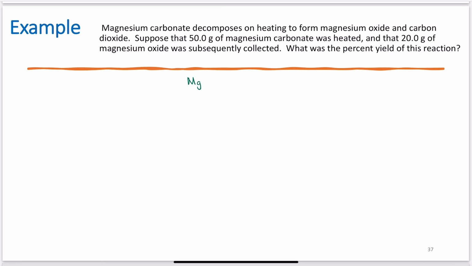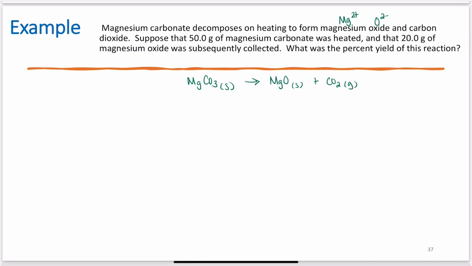You got magnesium carbonate. Magnesium is Mg2+, carbonate is CO3 2-. So together that must be a 1-to-1 system. This is a solid and it's going to decompose to form magnesium oxide. Again, Mg2+ O2-, so 1-to-1 ratio. And carbon dioxide, which is a gas.